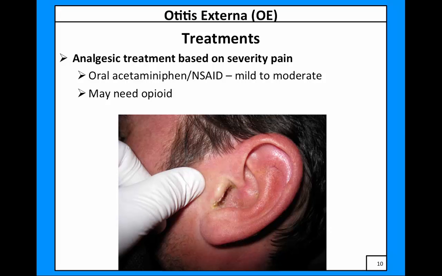Treatment includes analgesic treatment based on severity of pain. So for mild to moderate pain, an oral acetaminophen or an NSAID will be appropriate. However, if it's severe pain, they may need an opioid.